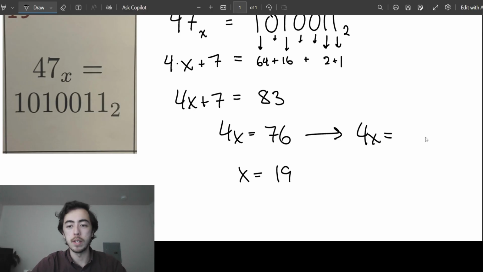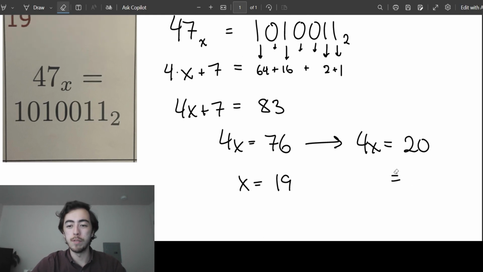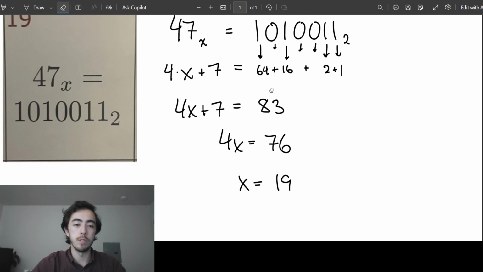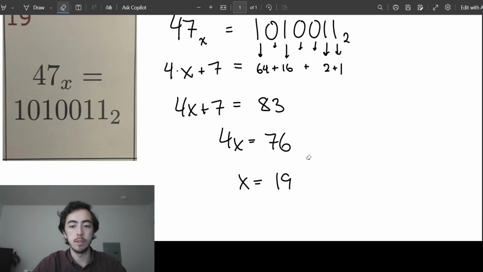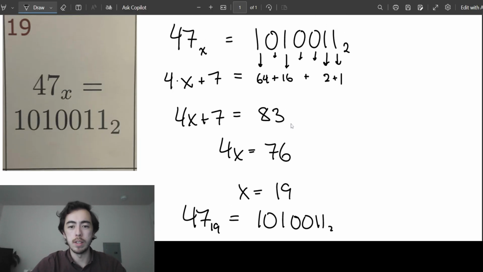To do this in my head, I'm actually thinking of how many 4s I need to get to the number 80. This I can do in my head really quickly. And so if I have one fewer 4 on the left side, 1 fewer 4 than 80 is 76, then of course my answer is not 20, it's 19. 47 in its base 19 representation is the same thing as whatever this string of zeros and ones is in binary. And it happens to be the base 10 number 83.